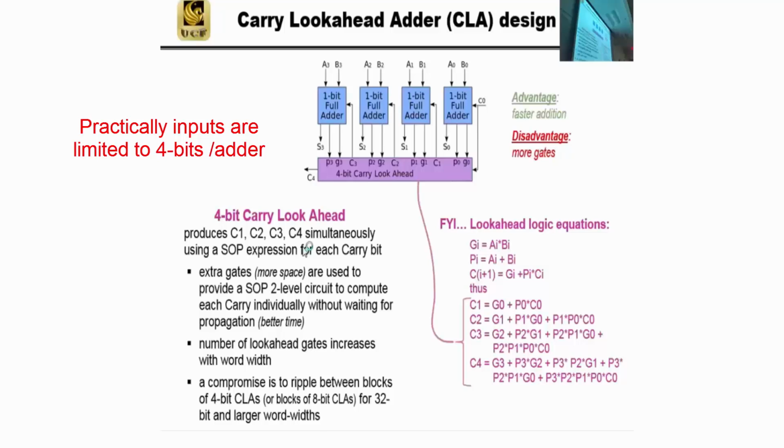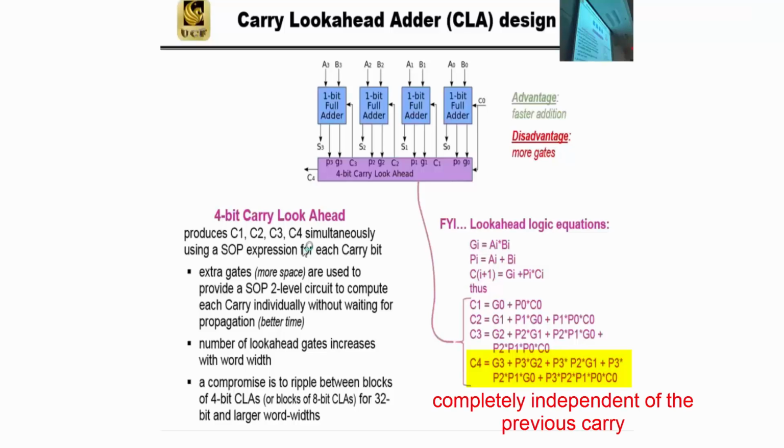In practice, what they usually do is carry look ahead 4 bits at a time, and then they ripple those. So we've already said this. We're going to use a 2-level sum of products. See the 2-level sum of products? This is a product, this is a product, this is a product. We sum them together. So what does this mean? It means I can figure out C4 without waiting for C3, without waiting for C2, without waiting for C1. If each gate is 50 picoseconds again, that is the gate delay.